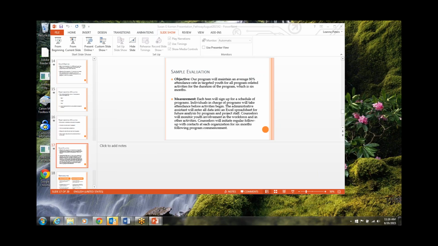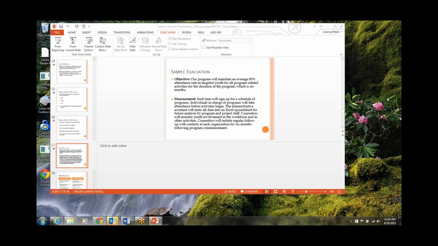That's crazy. Okay, so I just did a quick sample to follow up on the objectives versus the evaluation piece. This is the objective we had before about the 80% attendance rate for youth. And then this was the measurement they had for how they would evaluate and measure the program.